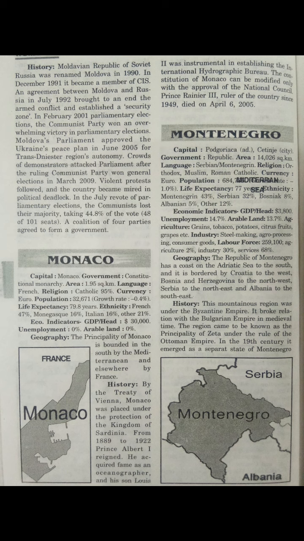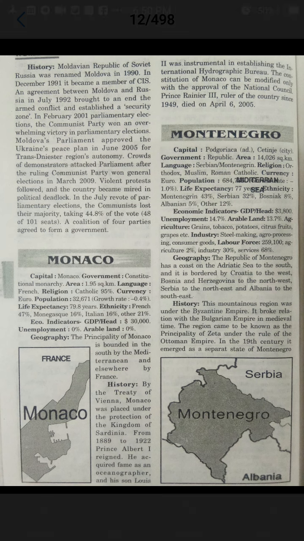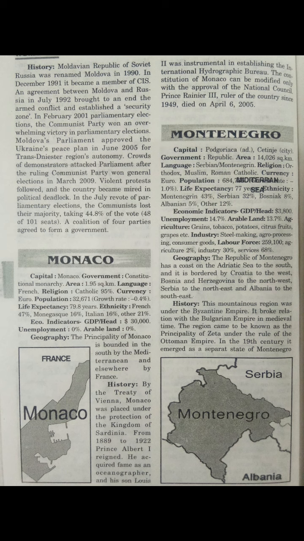Crowds of demonstrators attacked parliament after the ruling Communist Party won general election in March 2009. Violent protests followed and the country became mired in political deadlock. In the July revote of parliamentary elections, the Communists lost their majority, taking 44.8% of the vote, 48 of 101 seats. A coalition of four parties agreed to form a government.